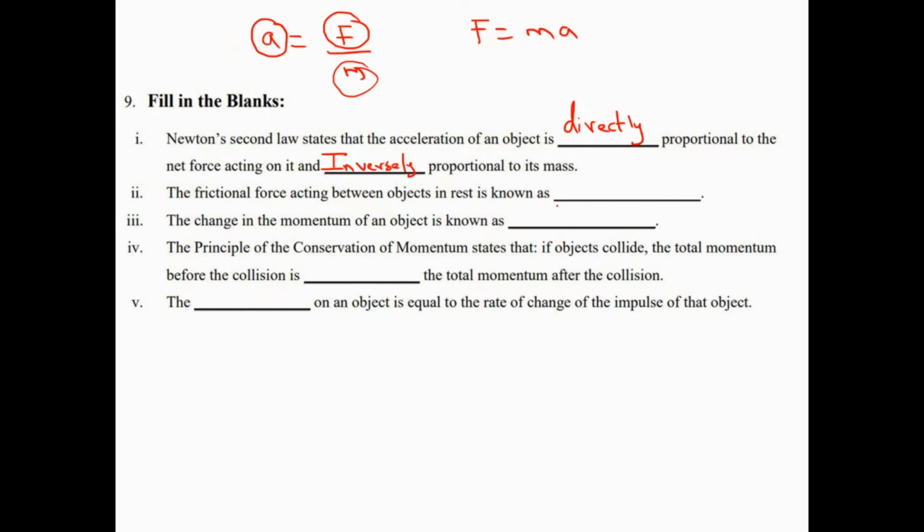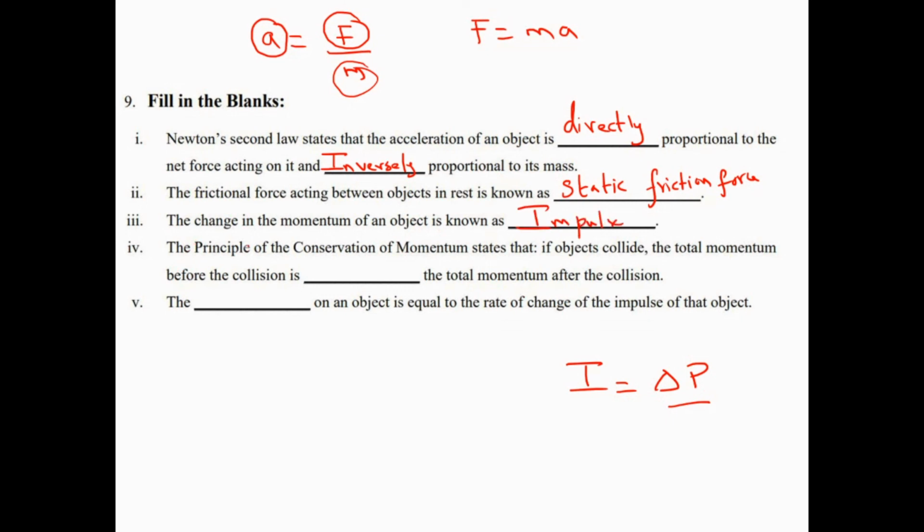we studied two friction forces, static friction force and kinetic friction force. So during the time of static friction force, the object will not move. So what is the answer here? Static friction force. And the third question, the change in momentum of an object is known as impulse, because we studied impulse, which is equal to change in momentum. Actually, this is a theorem, the impulse momentum theorem. So the answer for the third question is: the change in momentum is known as impulse.